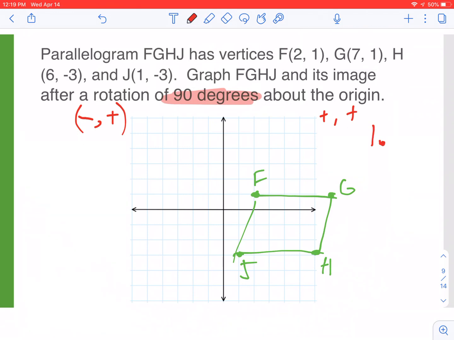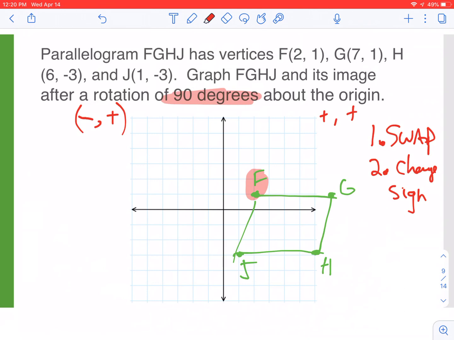Okay? So for rotating 90, what we do first is we flip the points. I'm going to make a different word. I'm going to say swap the points. Swap. And number 2 is change the sign based on where they're at, right? Based on what quadrant.